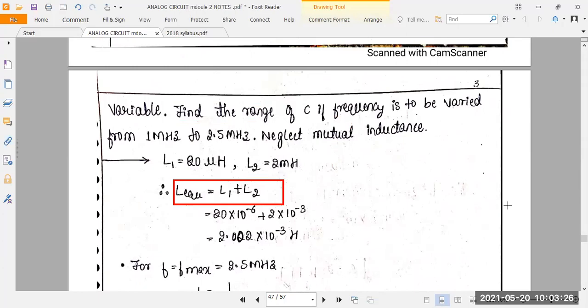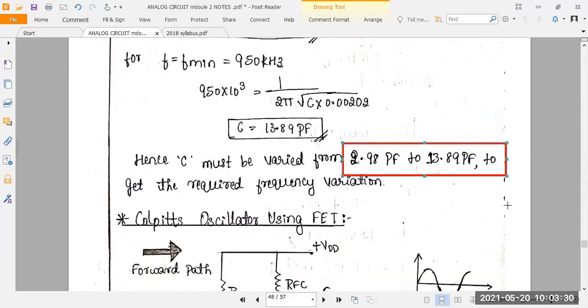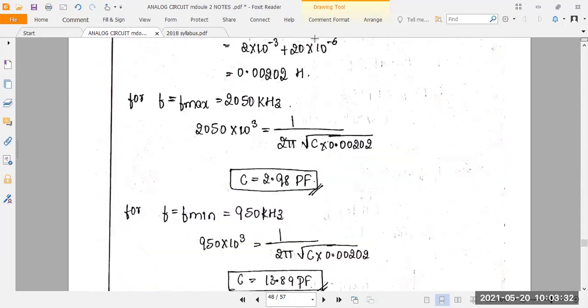Understood? So next, to take. Is there any doubt here?